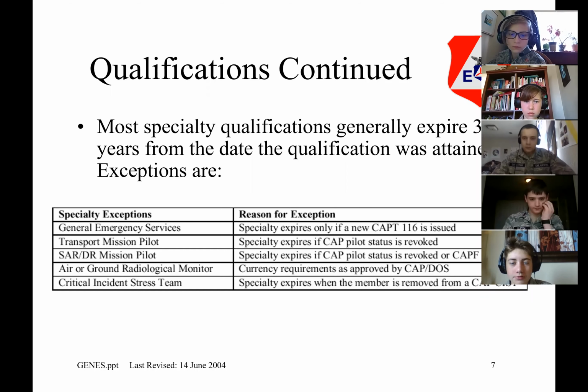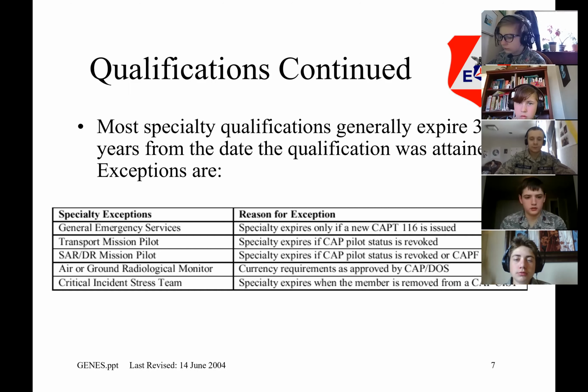Air ground radiologic monitor. I am actually not that familiar with that one. When I was a cadet on the East Coast back in the 70s, we were taught how to decontaminate the aircraft, and the air crews were trained to go monitor radioactive clouds. I don't think we would be doing that nowadays. We know a little bit more about radiation than we did then.